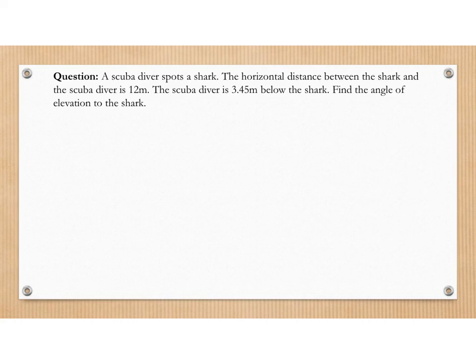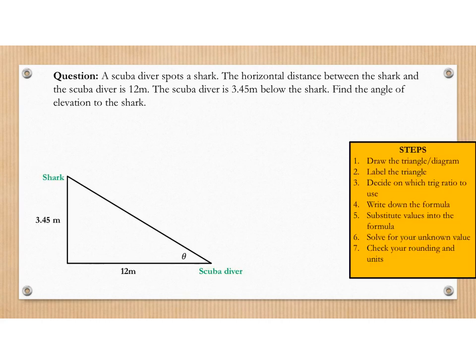So this would be an example of a question that includes angle of elevation or depression. So we've got a scuba diver spotting a shark, and the horizontal distance between the shark and the scuba diver is 12 metres. We're also told that the scuba diver is 3.45 metres below the shark, and we want to find the angle of elevation from the scuba diver to the shark. And so that's a lot of information to process. Sometimes you will need to work through that slowly and draw a diagram. But for this particular question, I've drawn it up for you.